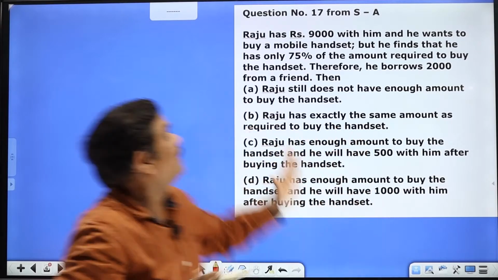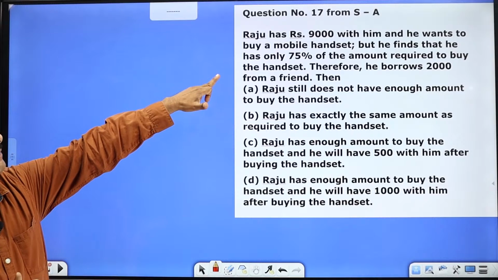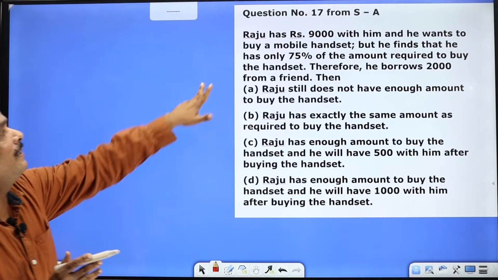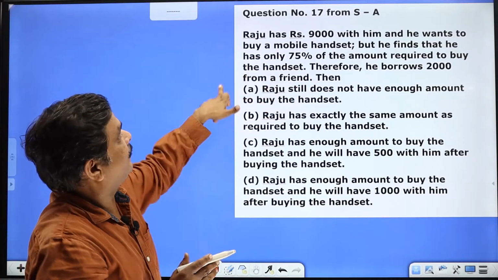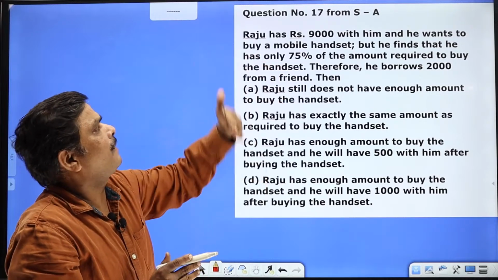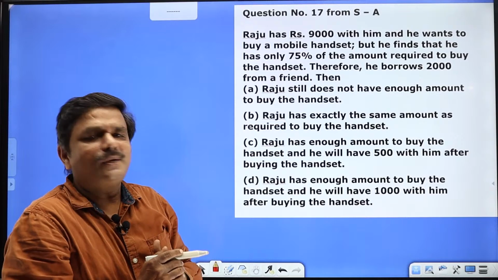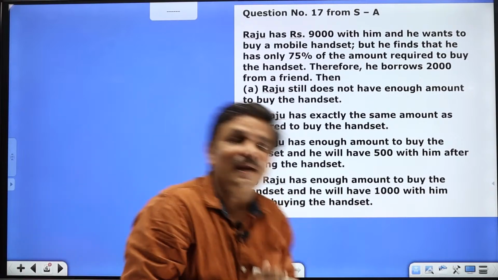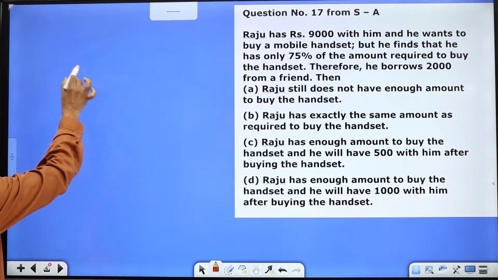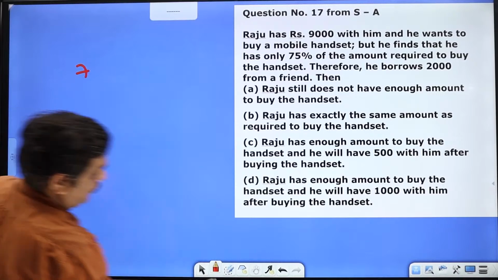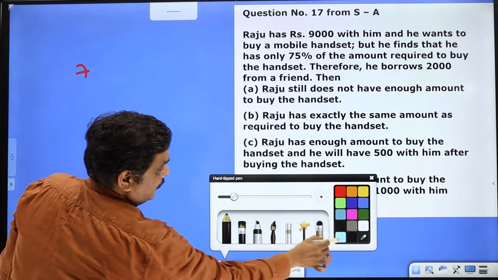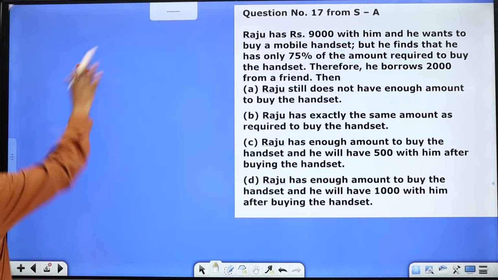How is that one? Simply, that person Raju is having 9,000 with him, and he realizes that he has only 75% of the amount required to buy the handset. What is the meaning of this one? Simply, I can conclude in this way: 75%. Okay, 75%. Let's go for this one.